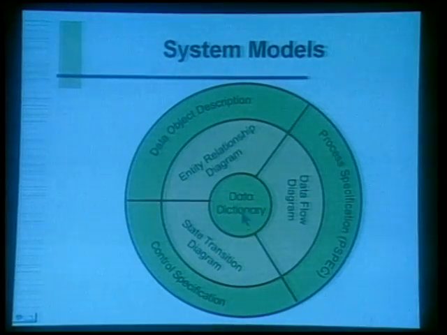Now, dear students, as we see in this diagram, the state transition diagrams are supplemented with the control specification, and the data flow diagrams are supplemented by process specification, or PSpec, and the entity relationship diagrams are supplemented by data object description. That simply means once you are making the state transition diagram, the diagram doesn't give all the information. You should write a control specification. And generally, the specification is written in a natural language or in some formal way.